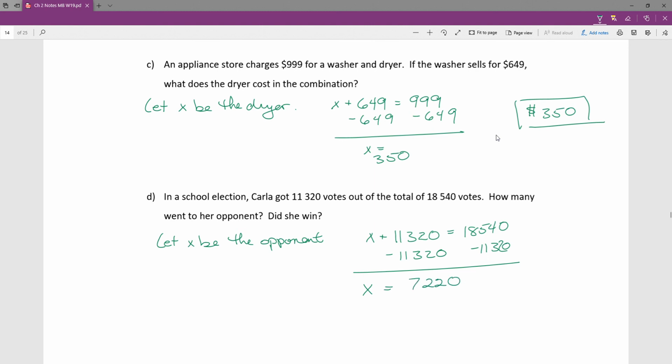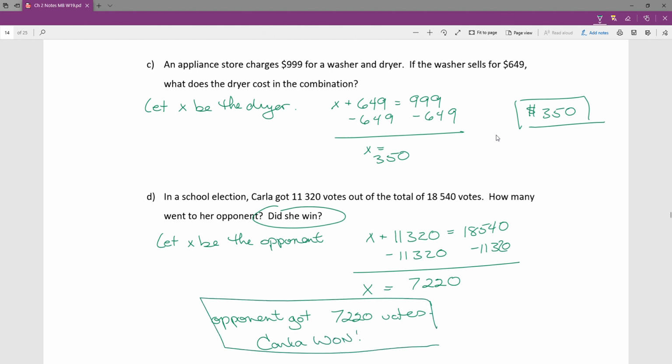So we get an X value of 7,220 votes. And the question is, did Carla win, right? That's what we want to answer. So her opponent got 7,220 votes, and Carla won. And that's your answer to the questions that are asked.